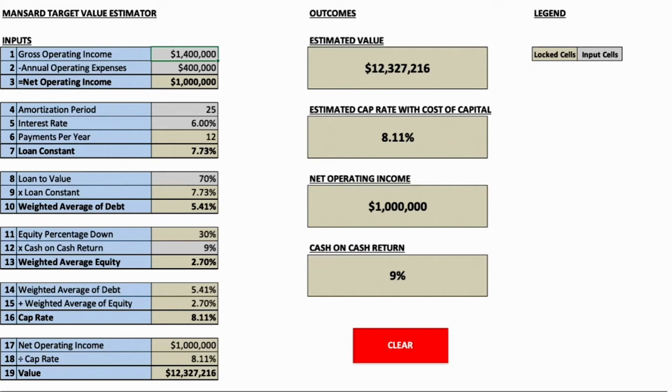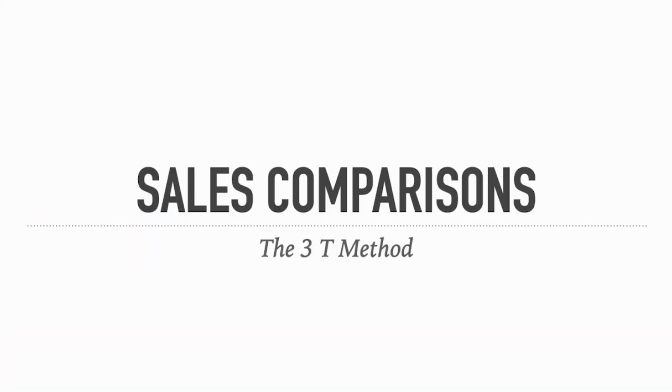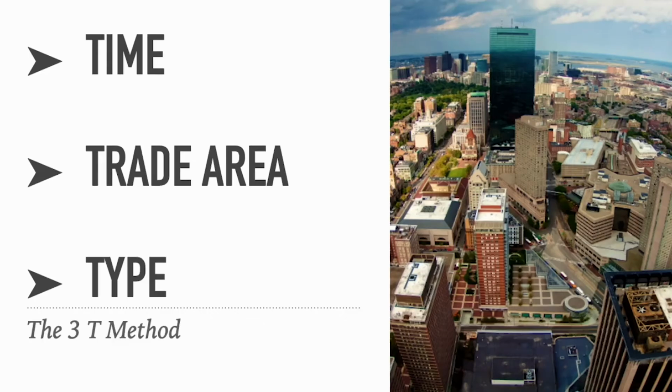All right, so let's move over and look at sales comparisons. I'm going to talk about some of the mistakes that I see in picking sales comps and an approach that you can use to help you make better selections when you're pulling together comparables to help your clients better understand what they own. So I call this the 3T method, and the 3T method is made up of time, trade area, and type.